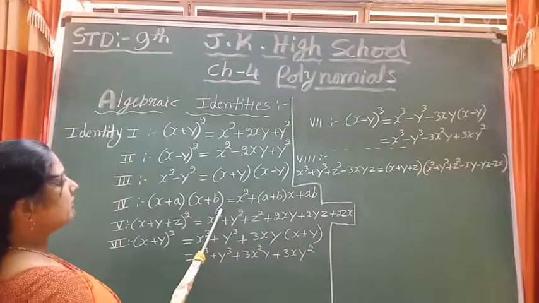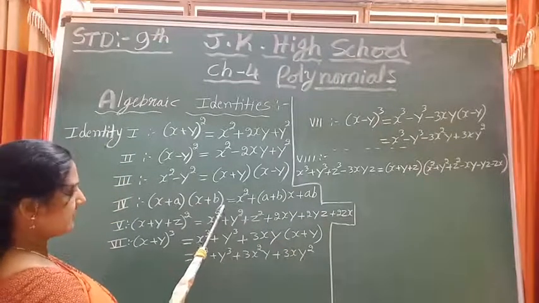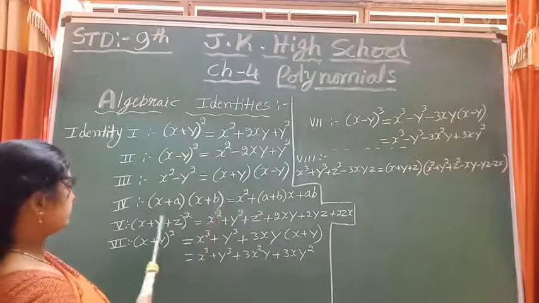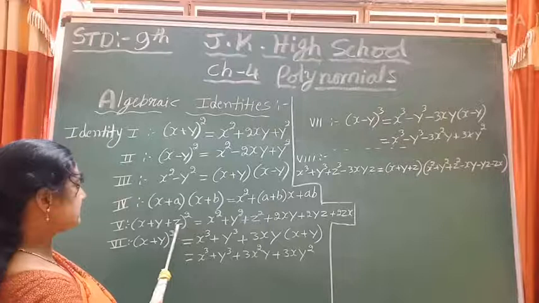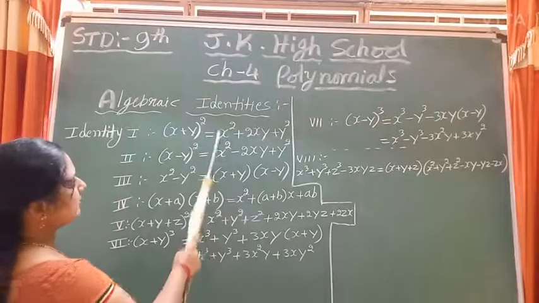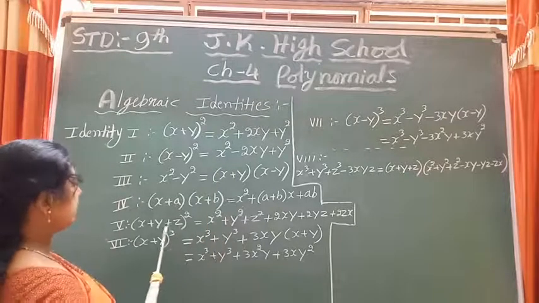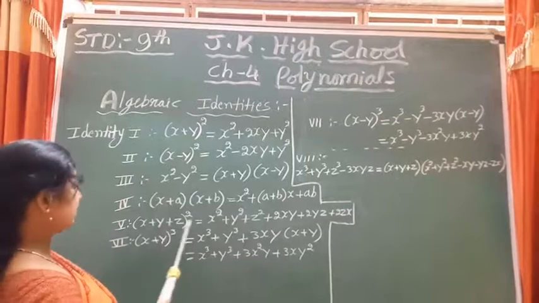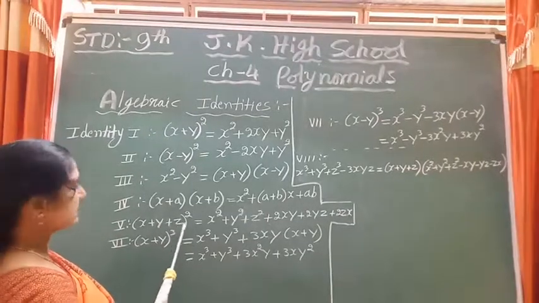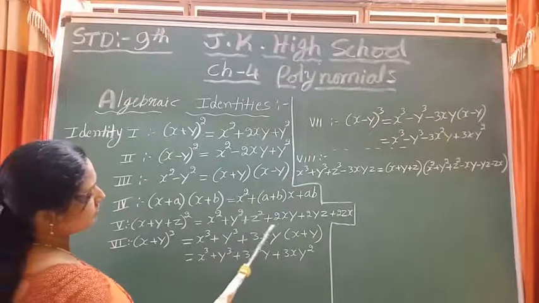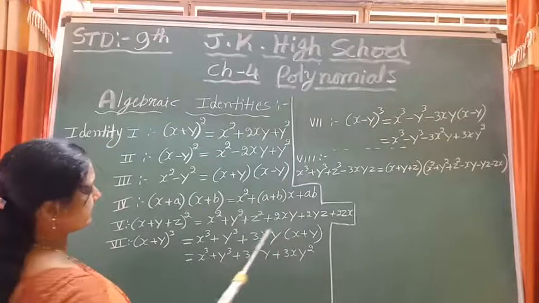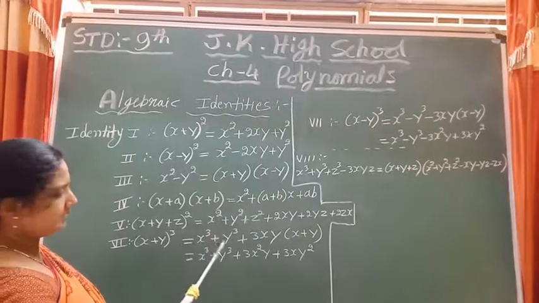Up to here you have learned, maybe up to 9th standard, you know all these identities. Here is one more identity, x plus y plus z whole square. In 8th standard you have learned these 4 identities. In 9th standard, now extra: x plus y plus z whole square is equal to x square plus y square plus z square plus 2xy plus 2yz plus 2zx. So you have to remember all these identities.